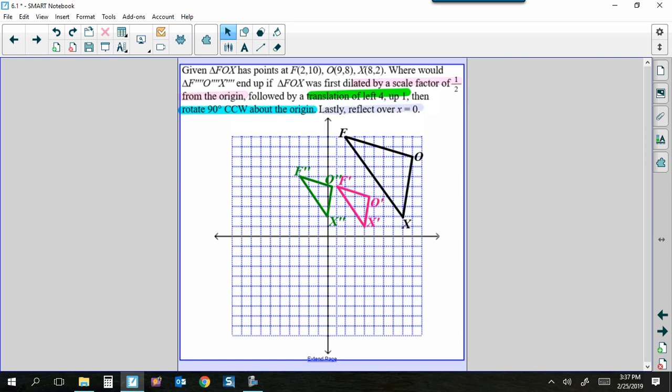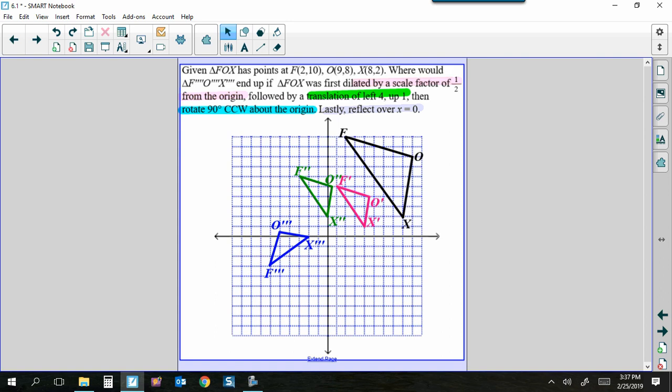Then you're going to rotate the triangle 90 degrees counterclockwise. So I'm just going to look right here at X. I see that I'm up 2. If I'm going 90 degrees to the left, we're going to end up right here. Same with O prime. We're going to go 90 degrees to here. And then F double prime ends up down here, and F triple prime.